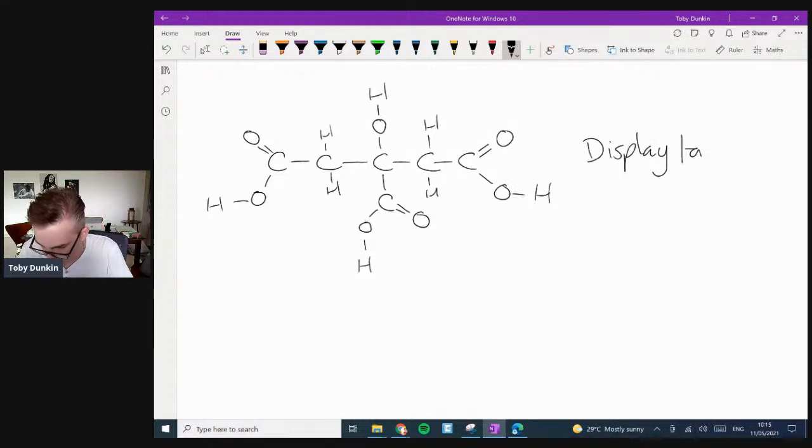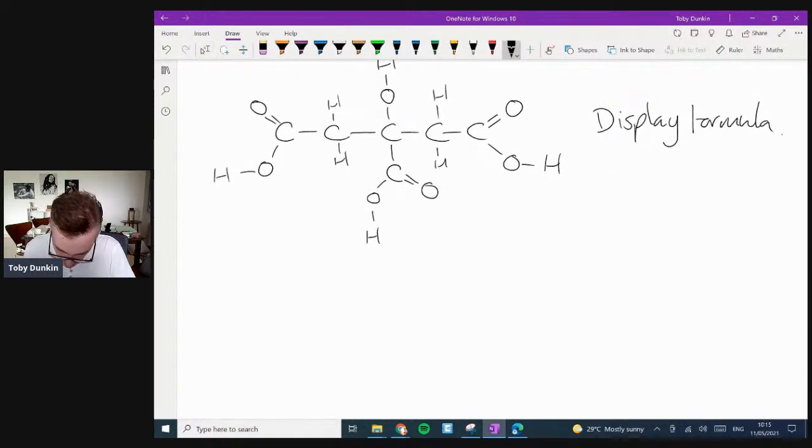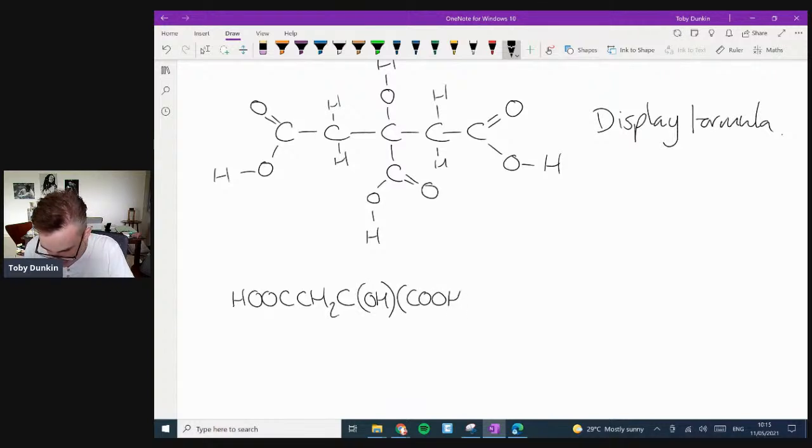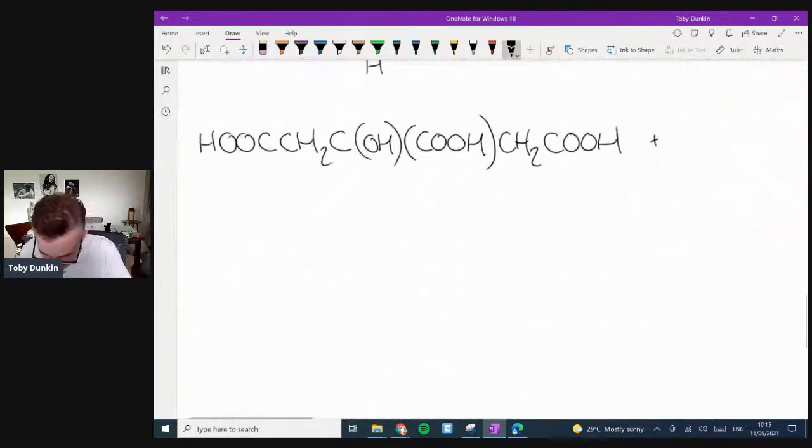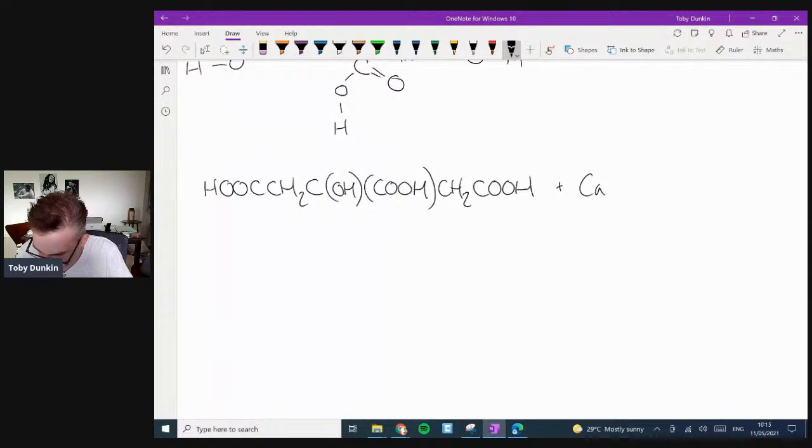Displayed formula showing all the bonds. Its molecular formula will be HOOC CH2 C(OH)(COOH) CH2 COOH, plus, what did we add to it? Plus calcium hydroxide, holy moly. Plus calcium hydroxide, what a nightmare.